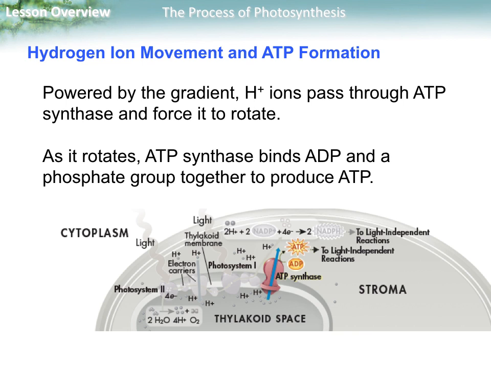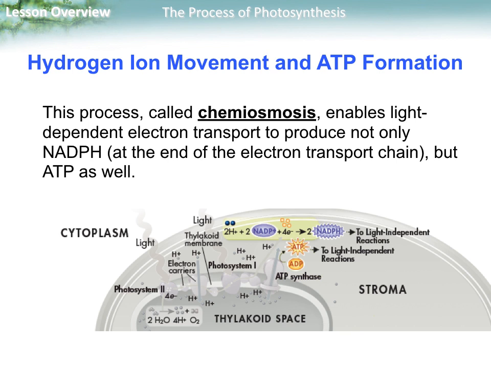So the ATP synthase holds onto the ADP and a phosphate group, and the action of the hydrogen going out gives the energy for the ADP to be put together with the phosphate to give us ATP. This process is called chemiosmosis. It's called chemiosmosis, and it enables light-dependent electron transport to produce not only the NADPH that we saw, but also ATP. So chemiosmosis is what we call this whole process.